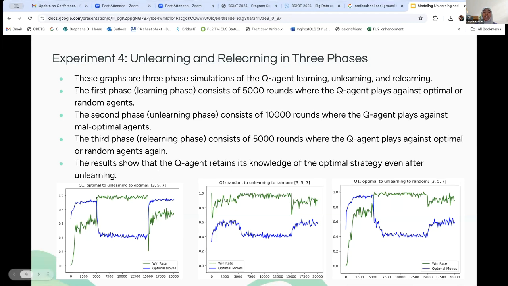And our first graph shows an optimal learning phase and then an unlearning phase, followed by an optimal phase. Our second graph shows a random learning phase, followed by an unlearning phase, which is followed up by another random phase. And our third graph shows an initial optimal phase, which is followed by an unlearning phase, and it goes back to a random phase.